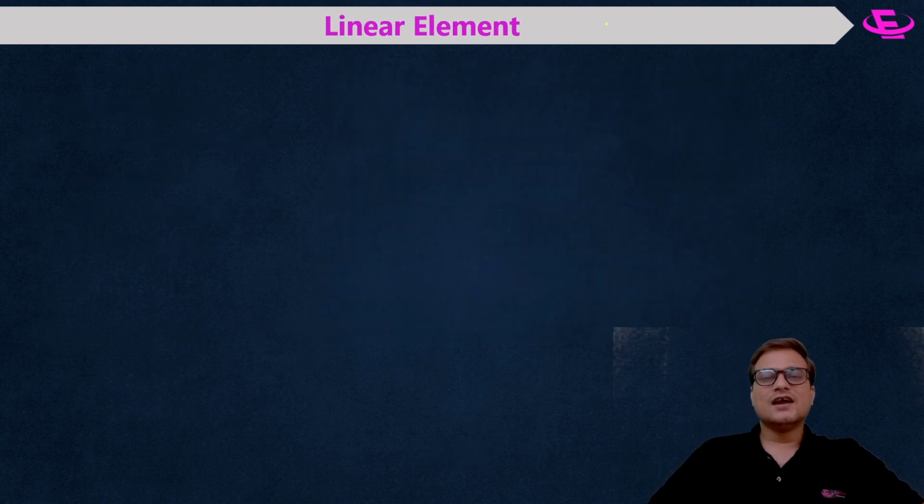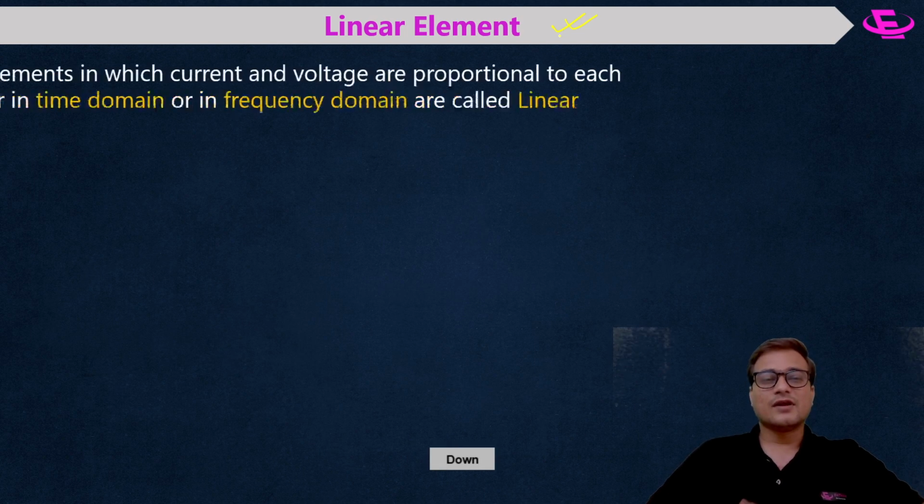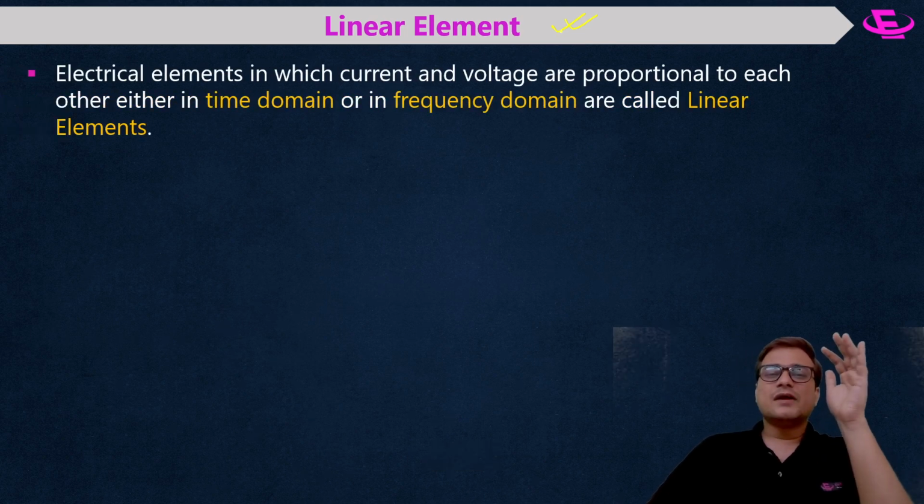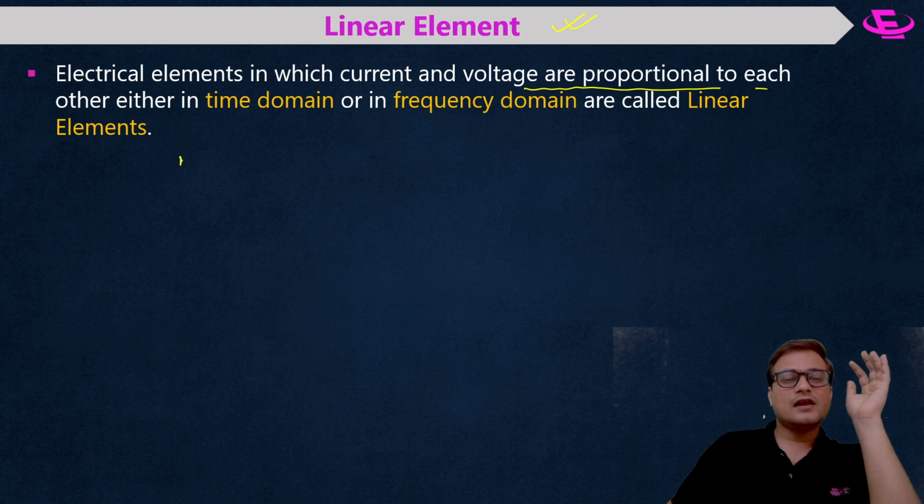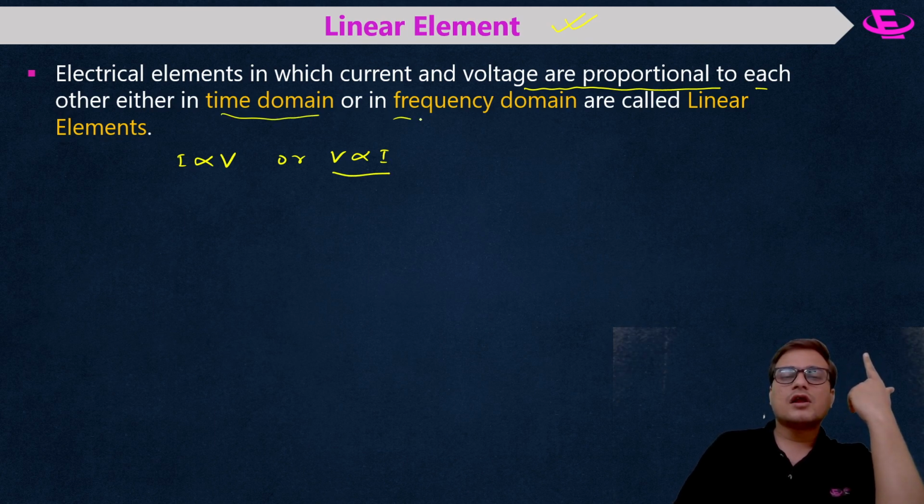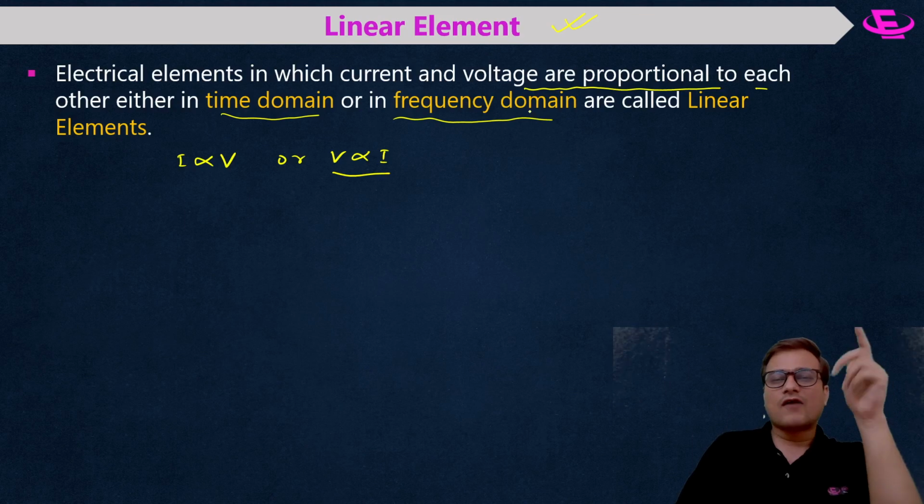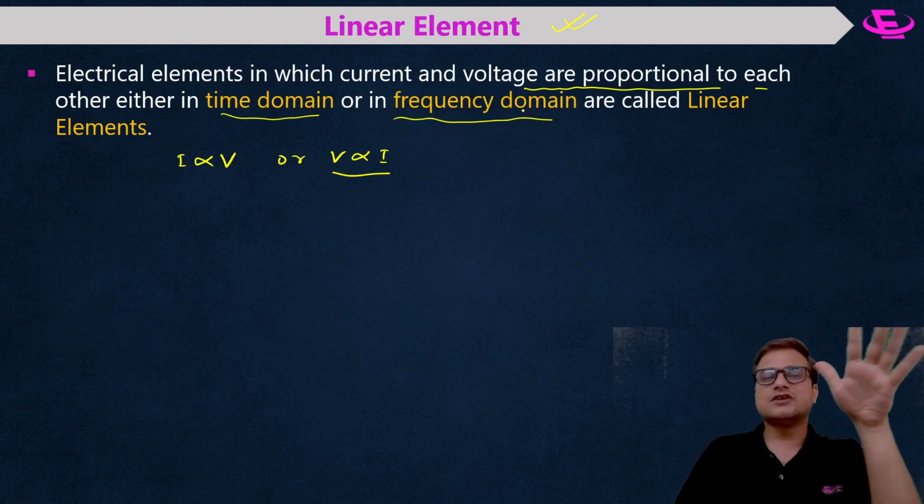So next, let us discuss a very important part, that is linear, active and bilateral elements. So let us see what is a linear element. The elements in which current and voltage are proportional to each other. That means if current is proportional to voltage or voltage is proportional to current, either in time domain or in frequency domain. Now what do you mean by time domain and frequency domain?